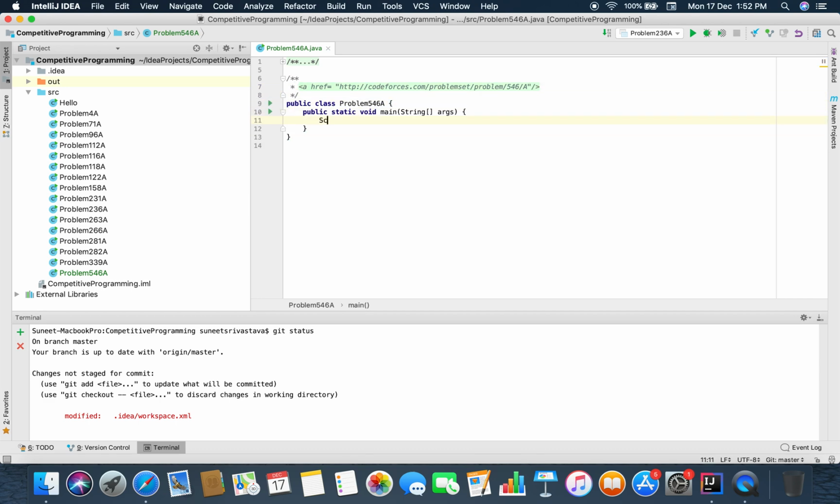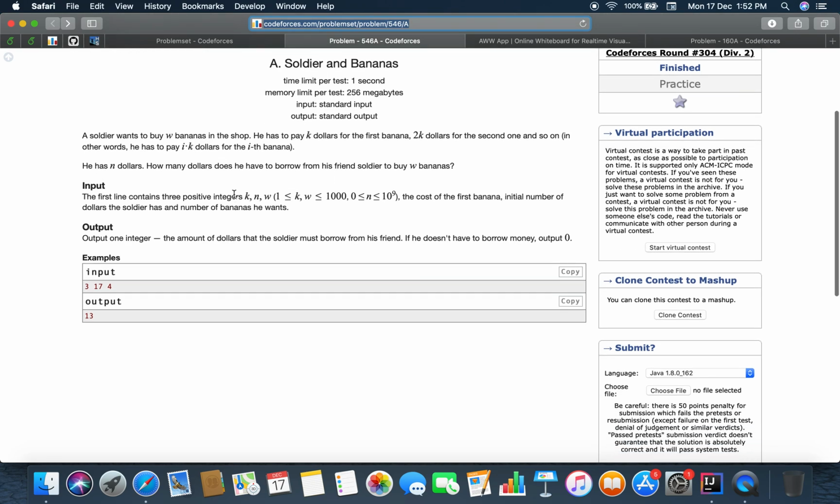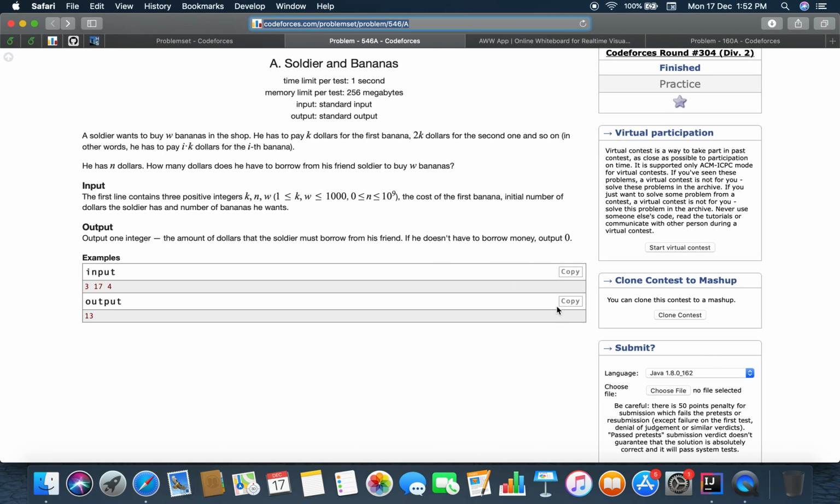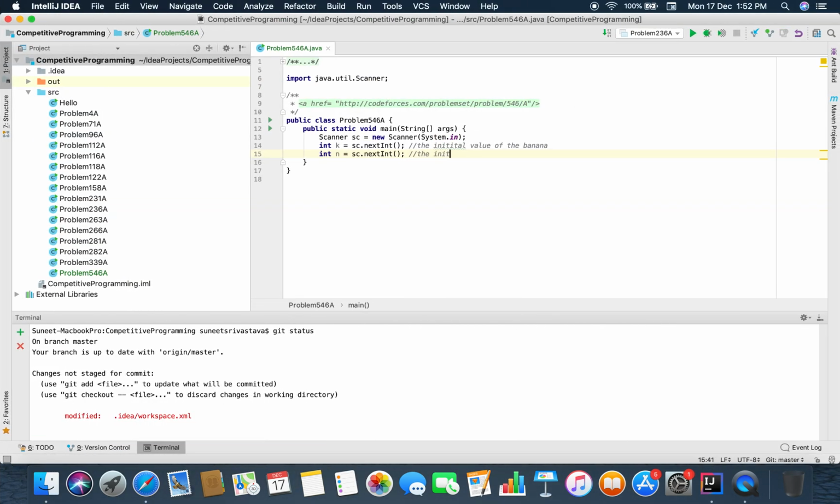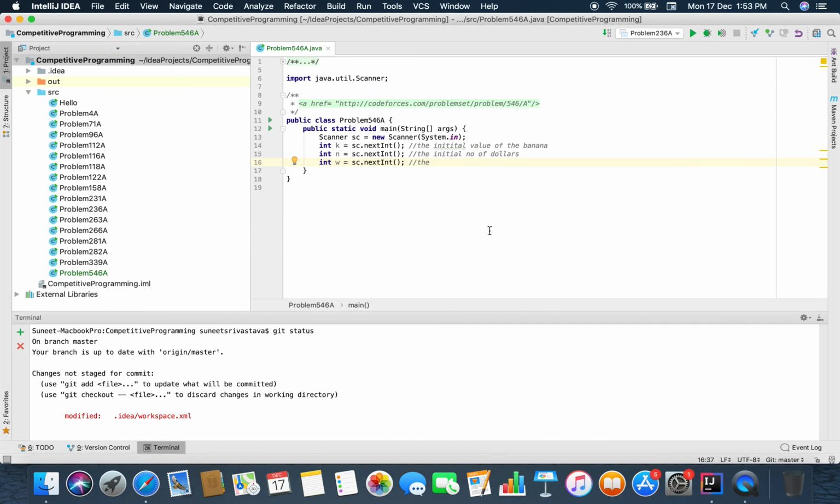So, public static void main, and the scanner. Let's see what the inputs are: k is the initial value of the first banana, n is the initial number of dollars, and w is the number of bananas he has to buy.